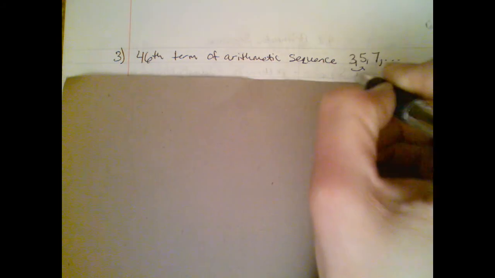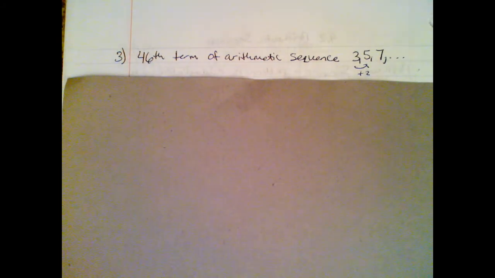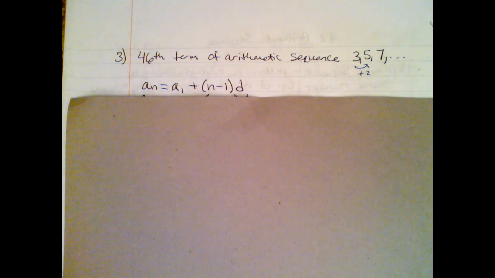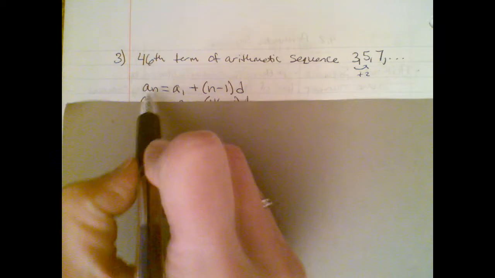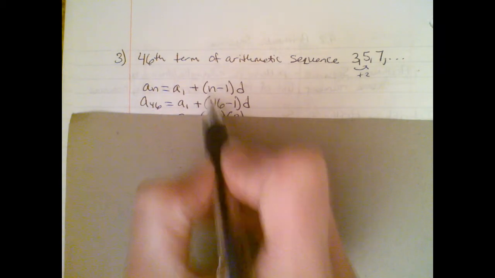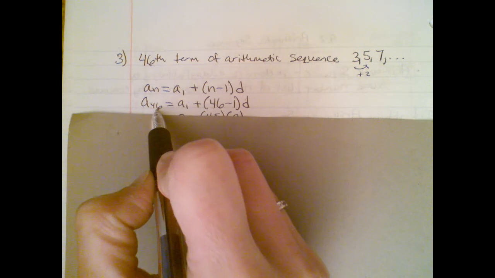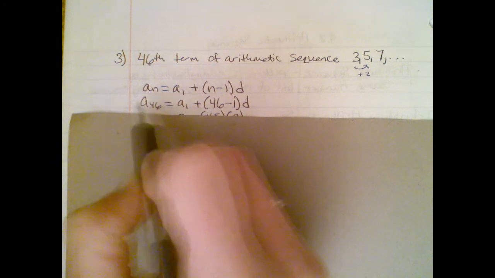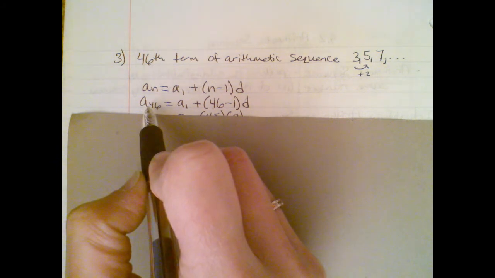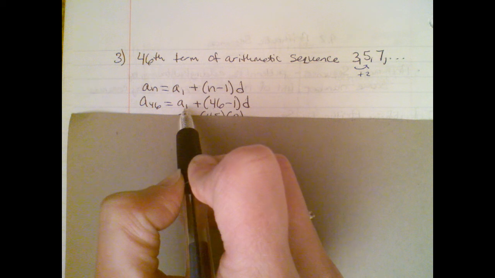We're not going to want to take the time to keep adding 2 until we get to that 46th term. So we want to go ahead and use our formula for arithmetic sequences. And we want to find the 46th term, so we're going to plug in 46 for our n. So we're going to plug in 46 here, and we're going to plug in 46 for this n. Okay, this a sub 46 means what is the 46th term? We don't know what it is, so that's going to be our missing variable that we're going to try to solve for. Our a sub 1 is our first term.